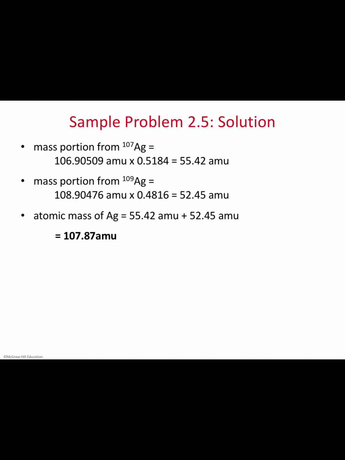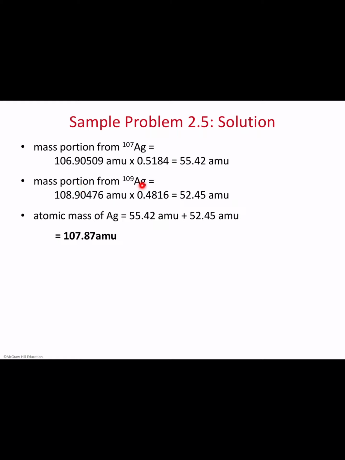So for the silver 107, you take this number, that is the atomic mass unit, and you multiply it by 51.84% out of 100. So 51.84 divided by 100 will be 0.5184. So you multiply these two. The contribution of silver 107 is 55.42.